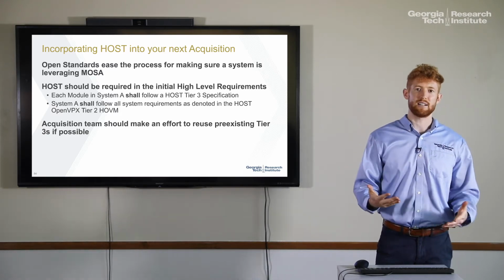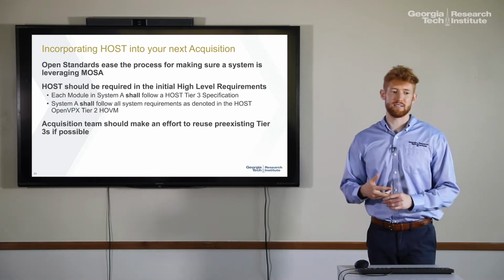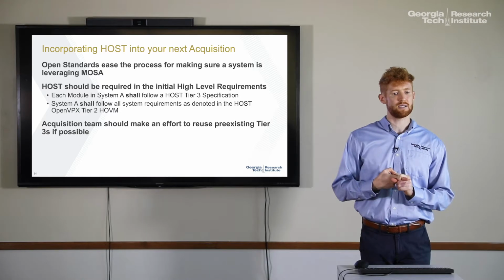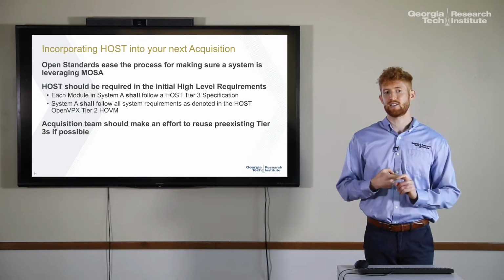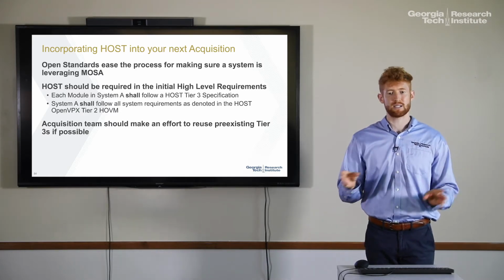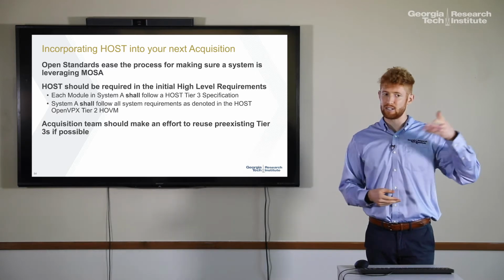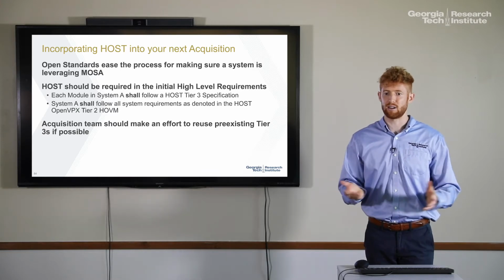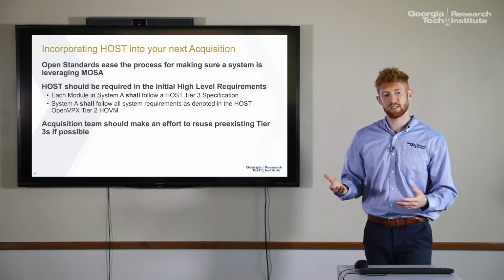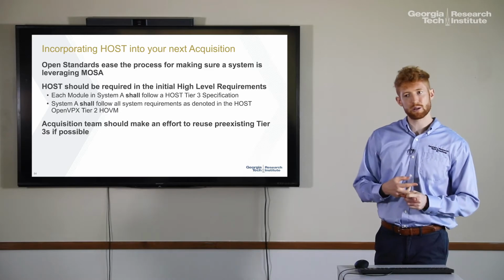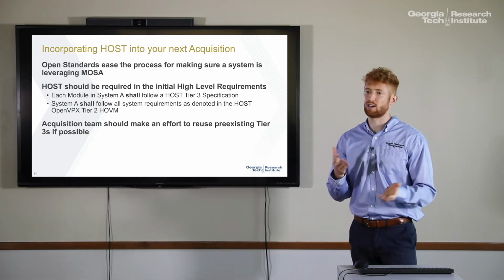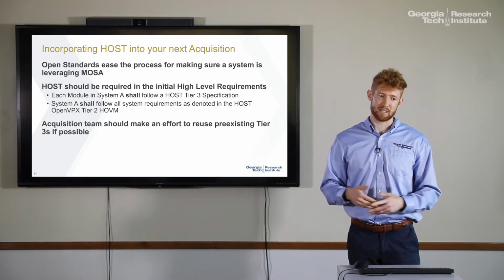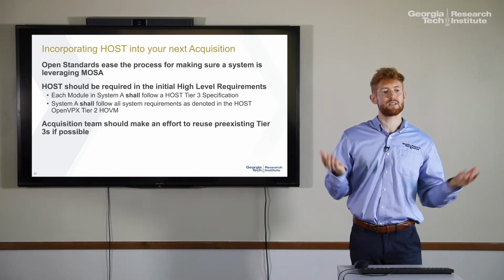HOST really makes this fairly simple from a requirements perspective. First, you would want to require that each module in a system should follow a HOST tier 3 specification. So every module has a tier 3 specification. That means every module uses a tier 2 interface, and every module's performance and interface definitions are open and available to the government. And then also there are some system level requirements, such as what kind of communications can go between these modules.